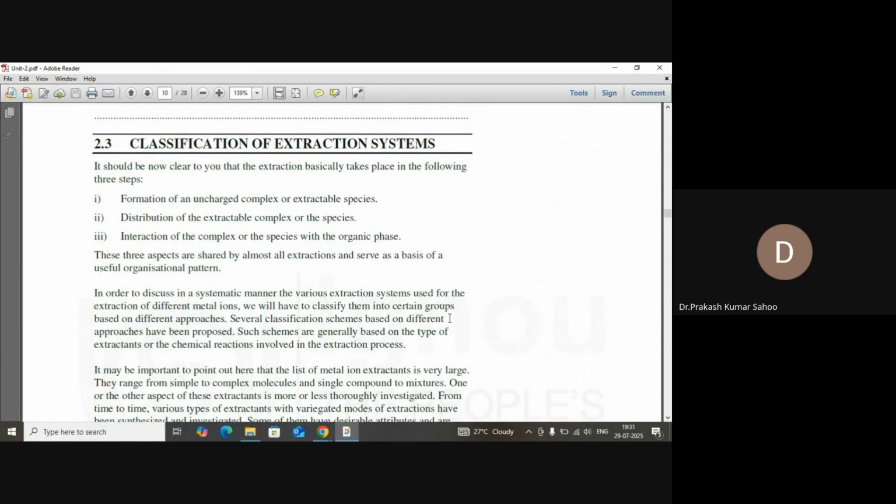Then classification of extraction systems. We have basically 3 stages: formation of an uncharged complex extractable species, distribution of the extractable complex species, and interaction of the complex with the organic phase. So the first one is formation of the complex, then distribution of the complex, then interaction of the complex. So there are 3 phases of the extraction system.